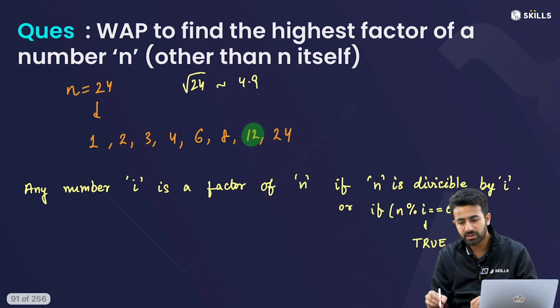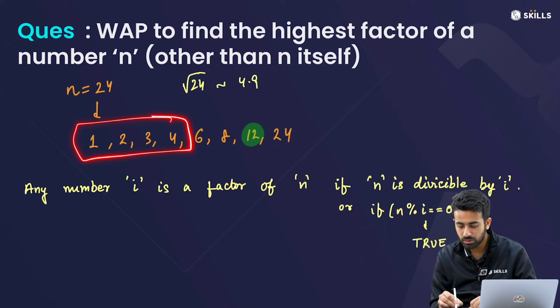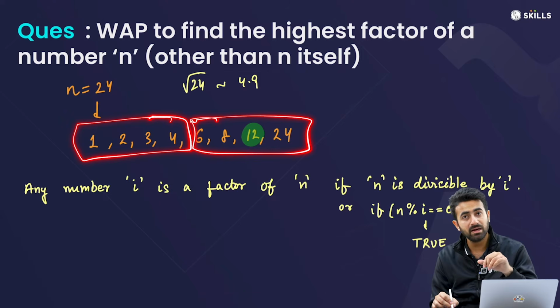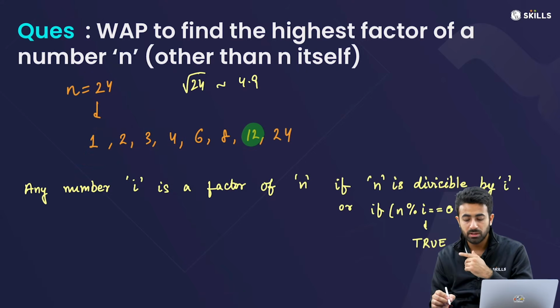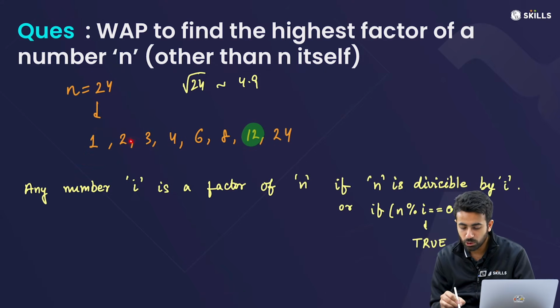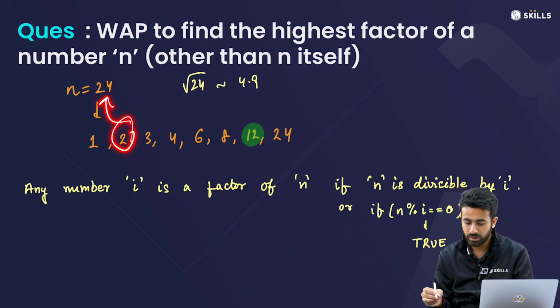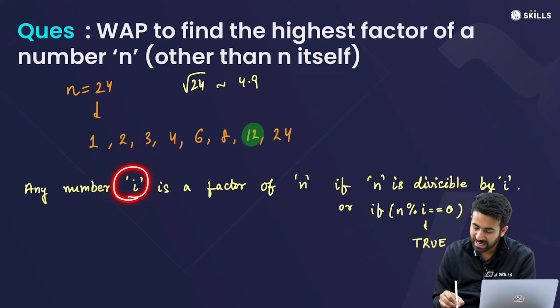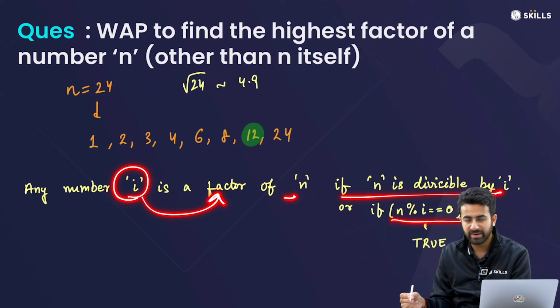So the numbers smaller than 4.9 are 1, 2, 3, 4. The numbers greater than 4.9 are also in pairs. So if I find out that I is a factor of n, that is, n is divisible by I.